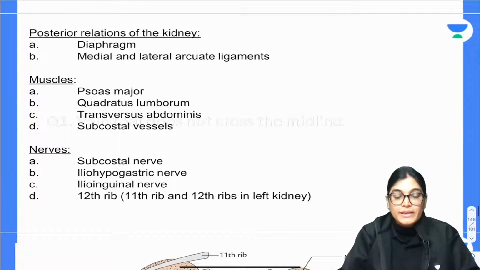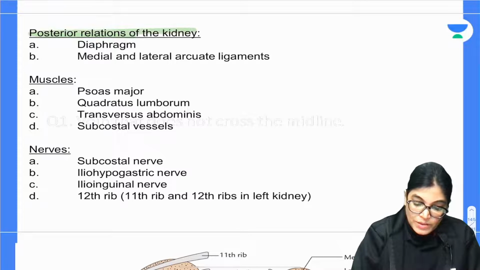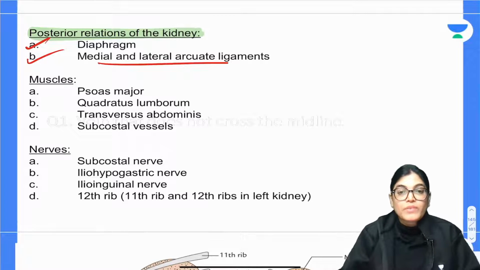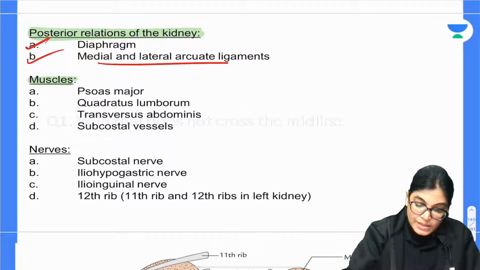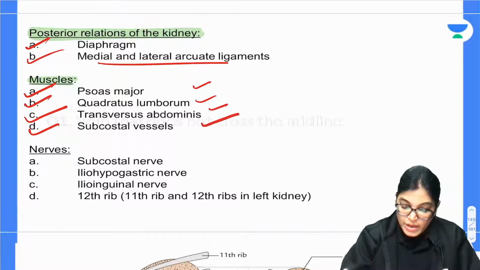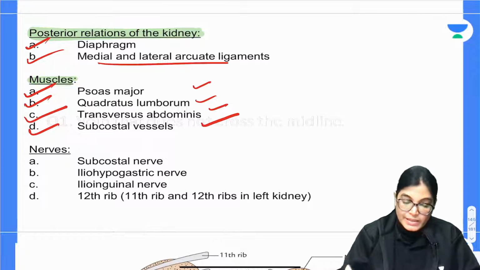Now see here. I have enumerated, so all of you please note down all the structures related to the posterior aspect of the kidney. When we talk about posterior relation of kidney, it is related to diaphragm and the medial and lateral arcuate ligament. When we talk about the muscles, it is related to psoas major, quadratus lumborum, transverse abdominis and subcostal vessels. So we have got 3 muscles: quadratus lumborum, the transverse abdominis and the psoas major, along with the subcostal vessels on the posterior aspect.